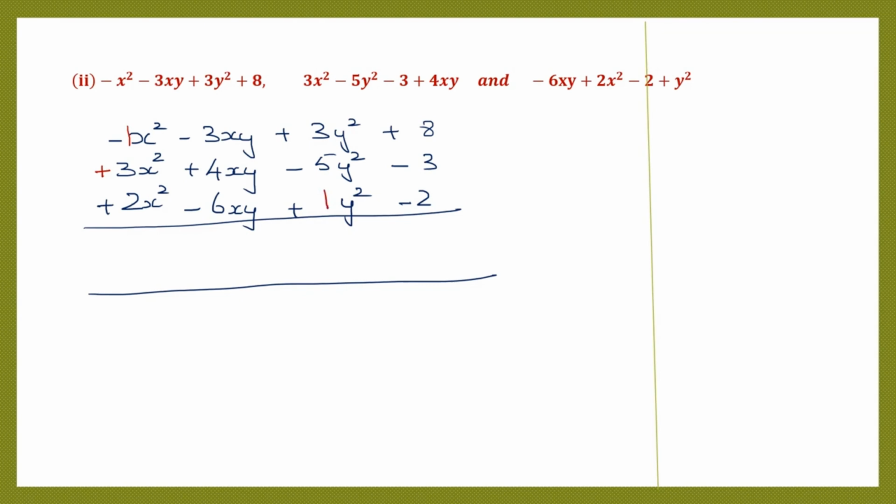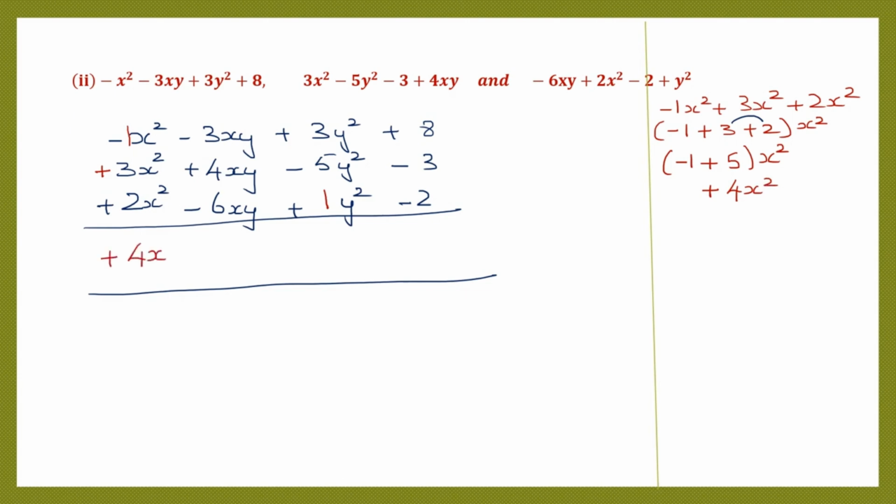Now let's take only x square. So that will be minus 1x square plus 3x square plus 2x square. That is minus 1 plus 3 plus 2x square. Add up the numbers with the same sign, these two. So here I get minus 1, and the other two numbers' signs are the same, so put the same sign. 3 plus 2 is 5x square. Signs are different. Let's put the sign of the bigger number and subtract. 5 minus 1 is 4x square. So the first one is plus 4x square.